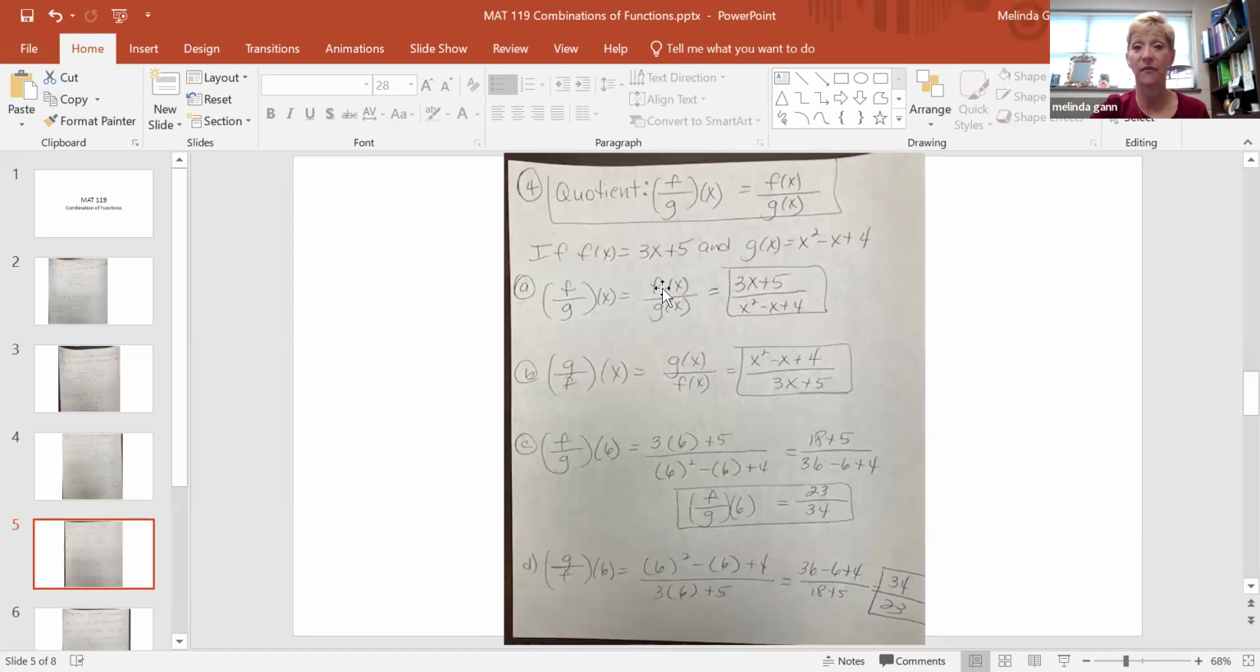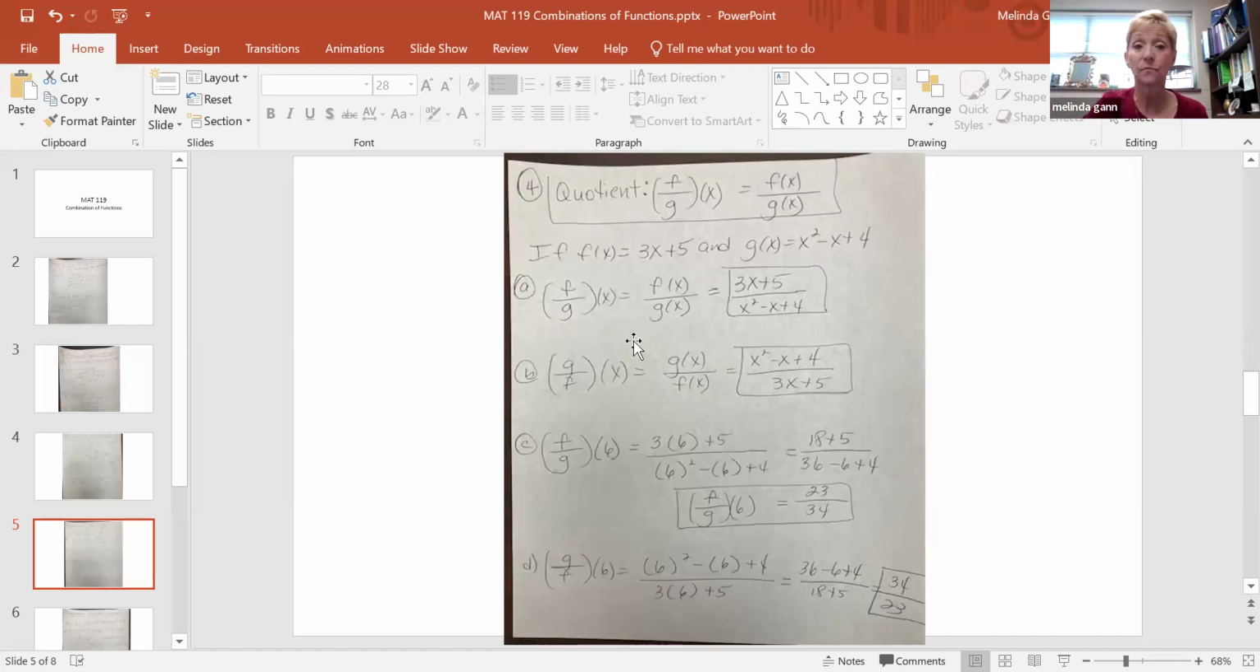My top one is f. And remember, what was f? f was my 3x plus 5, so I replaced it. g of x is on the bottom, so I put my g of x on the bottom. And I can't simplify that anymore. All right? If I tried to factor it, nothing's going to divide out. So that's as simple as I can make it.